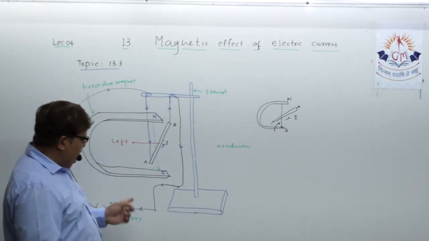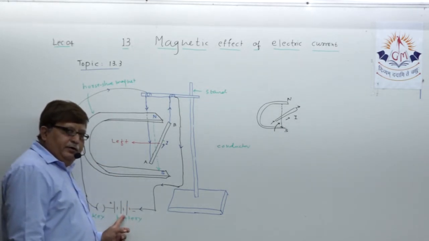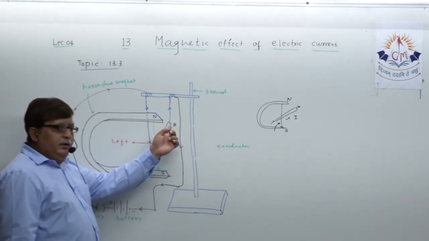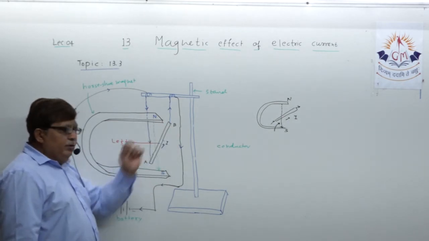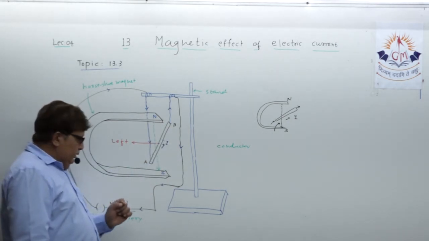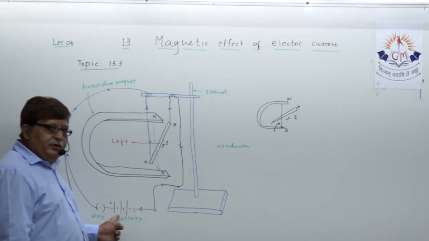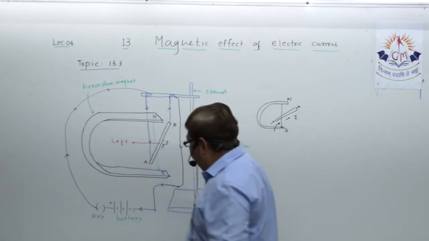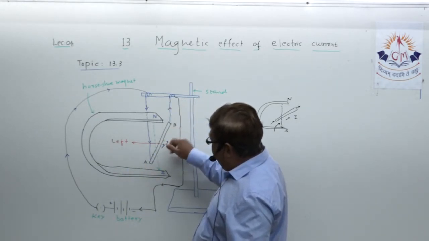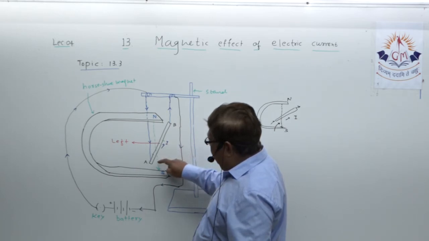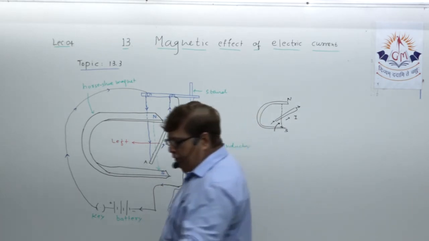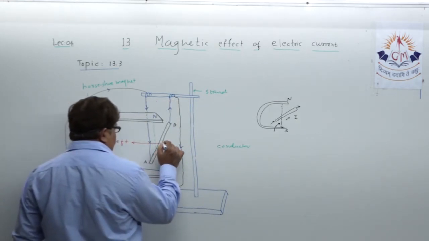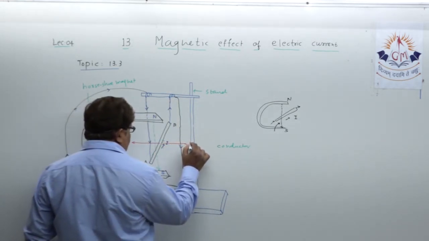Suppose I just change the polarity of the battery, then what is going to happen? Initially the direction of current is, suppose, A to B. If I change the polarity of the battery, the direction of current is going to reverse. It will flow from B to A. Then what you will see? You will see that the conductor will be pulled rightward. Okay.